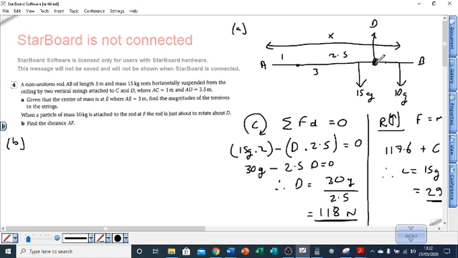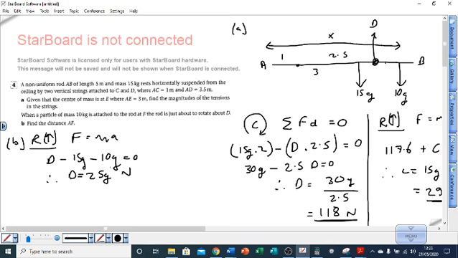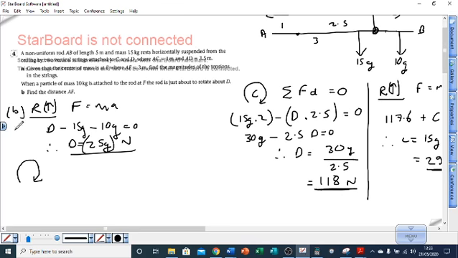You know that if you resolve vertically upwards, using F equals MA, then you know that you've got D minus 15g minus 10g is equal to 0. Therefore, D is equal to 25g newtons. Okay, right, so now I can take moments about A. I mean, you could have taken about D, you didn't have to do this step.